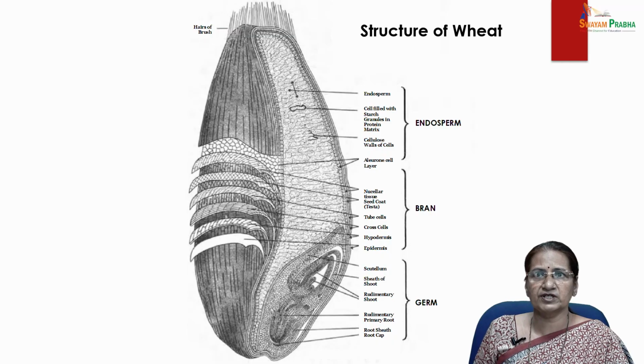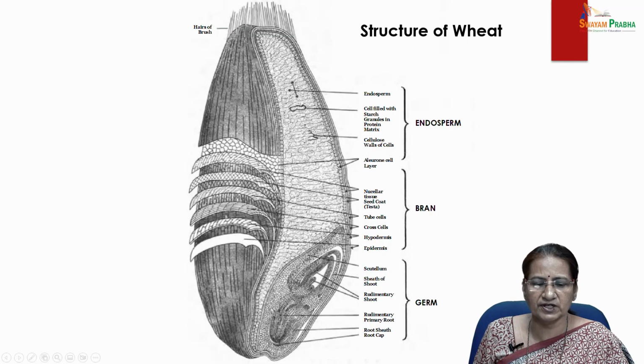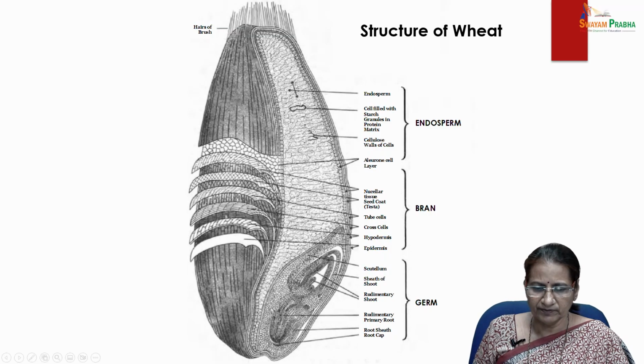Now, this is the structure of wheat, the enlarged structure, a very clear picture. Now, the bran is the outermost layer of this wheat grain. It has epidermis, then hypodermis, cross cells, tube cells, followed by seed coat, that is testa, and then nucellar tissues. So, these contents form the bran of the wheat, and then followed by endosperm.